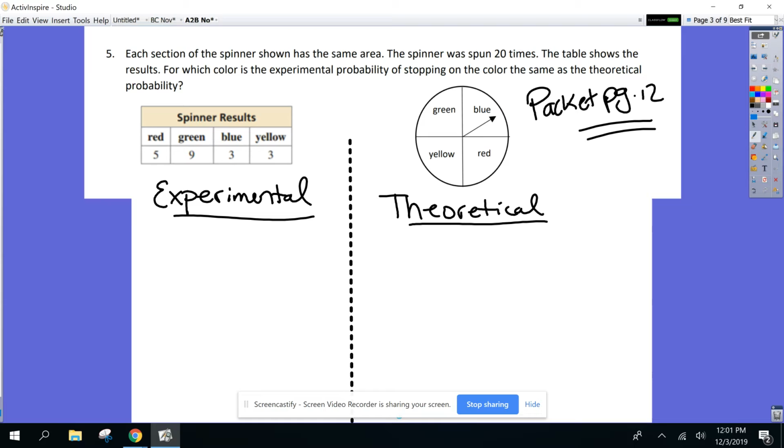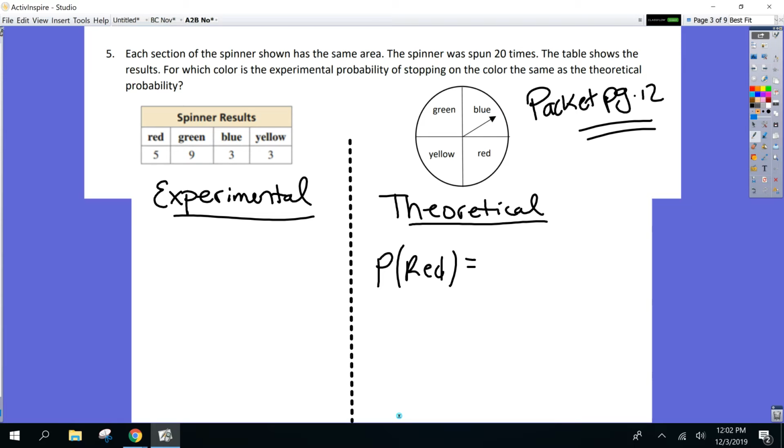So first, let me go to theoretical. Theoretical is what you should get. Forget about the results that you got, what you should get. So the first thing here, looking at this spinner, what should be the probability you end up with a red? Just using that spinner alone. I could care less what he got over there. I'm not there yet. Using this spinner alone, what's your chances of getting a red here?